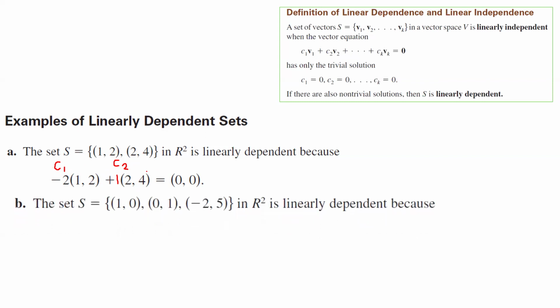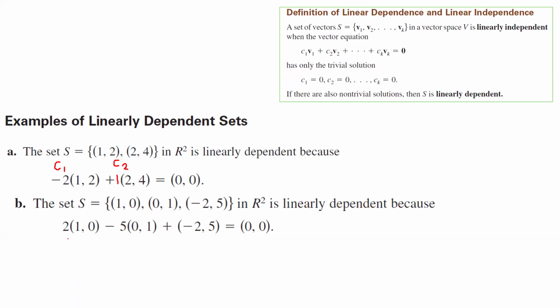This set, (1, 0), (0, 1), (-2, 5), in the plane is linearly dependent. Why is that? I can multiply 2 by (1, 0). I can multiply -5 by (0, 1), plus the last vector, which is (-2, 5). So you have 2 plus 0 minus 2, which is 0. Then you have 0 minus 5 plus 5 equal to 0.